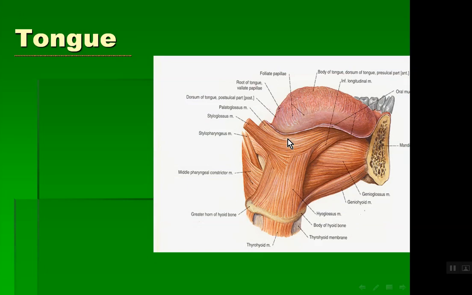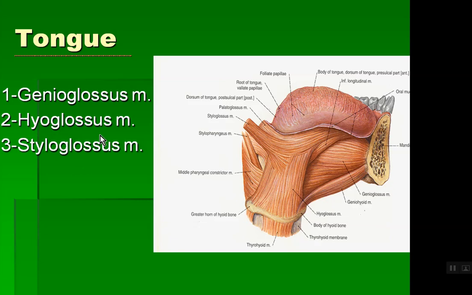Okay, after the teeth we can see the tongue. The tongue is a muscular organ, and there are some taste buds on the superior aspect, or the surface, of the tongue.